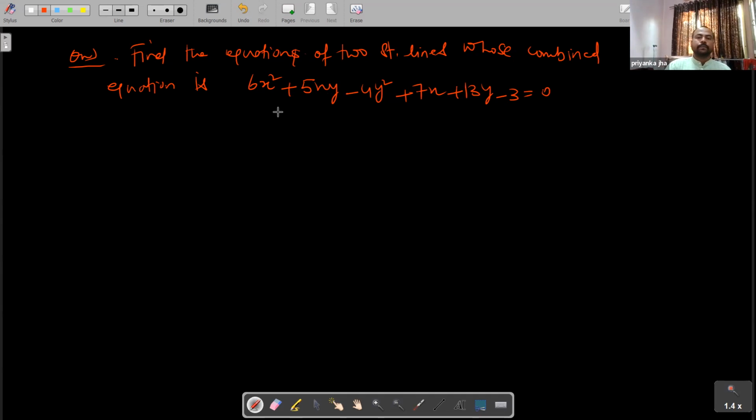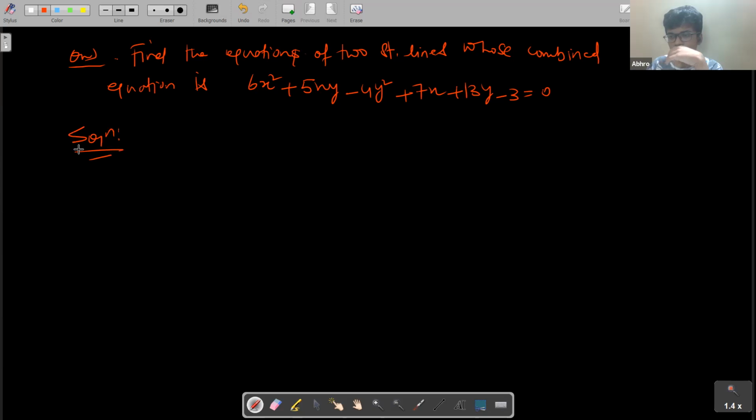How will you solve this? See, partially differentiate? No, what will that give? That gives the point of intersection. But I need the equation of the lines, right? So there are two ways. One way right now I'm telling you, and one way I'll tell you after some time.